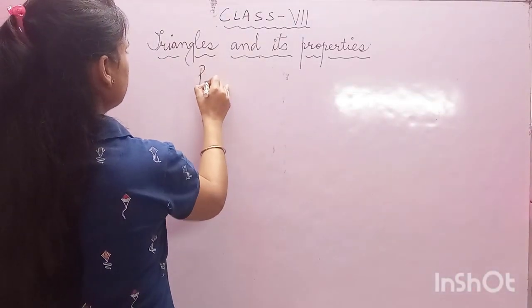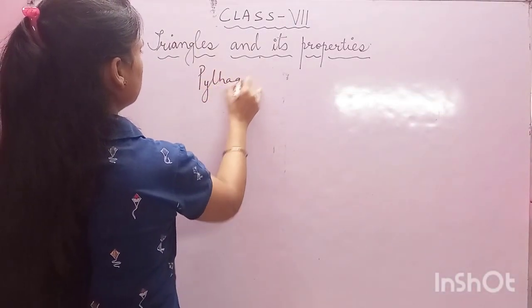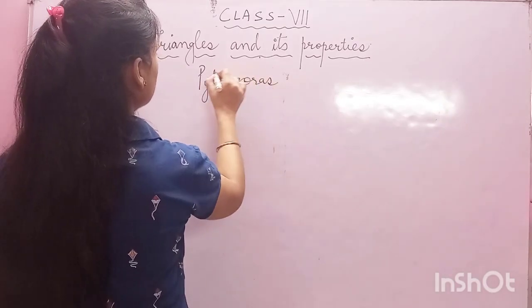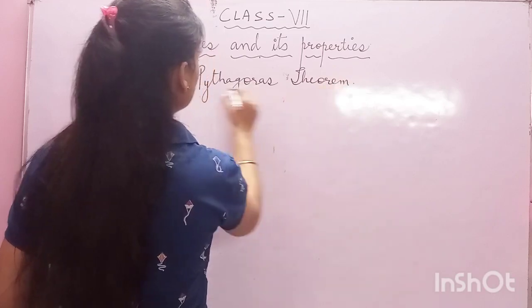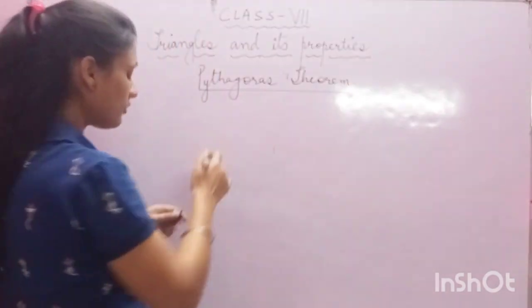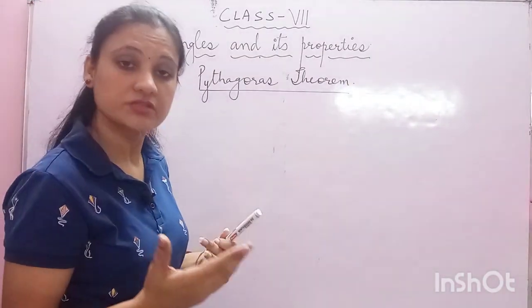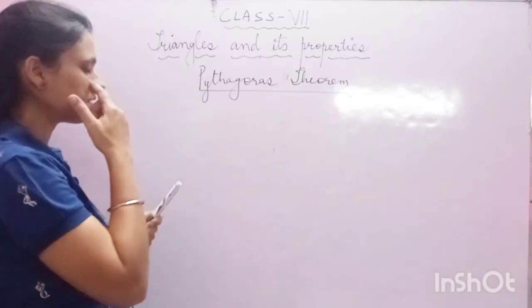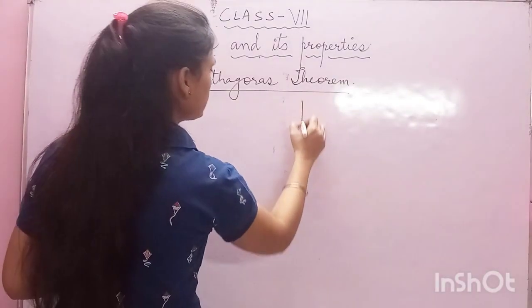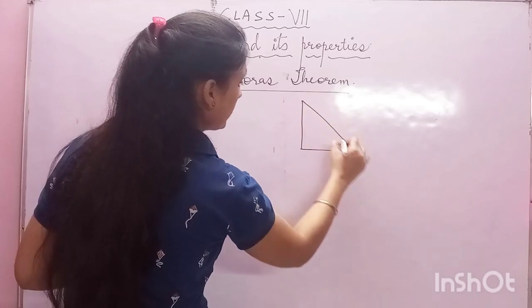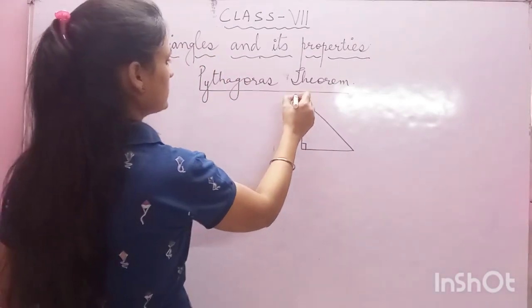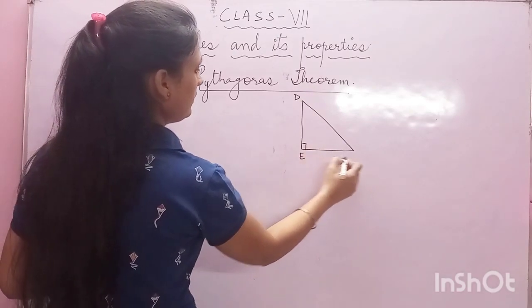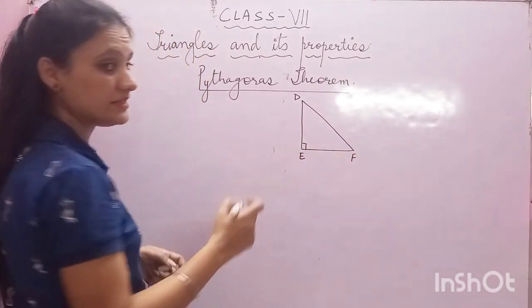So let us take the Pythagoras Theorem. This is the name of the mathematician who has given this theorem. And what he said is that if there is a right angle triangle, do you remember, one of the angles should be 90 degrees. Suppose we name it DEF. Now we have a triangle DEF.